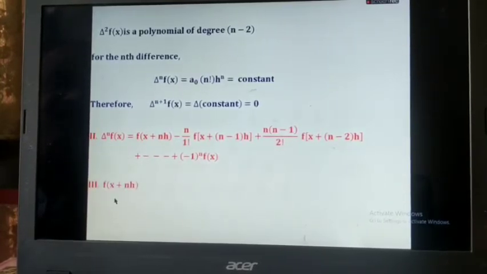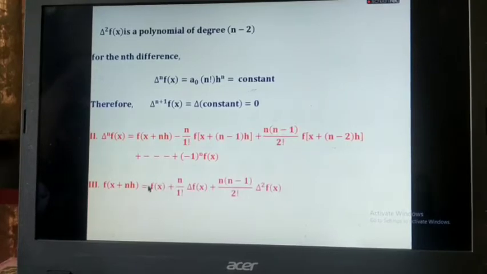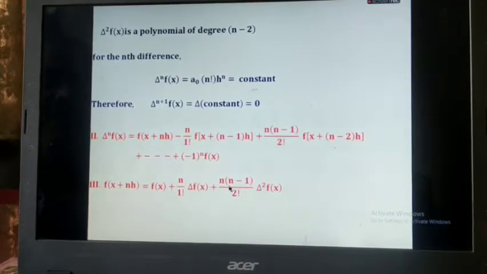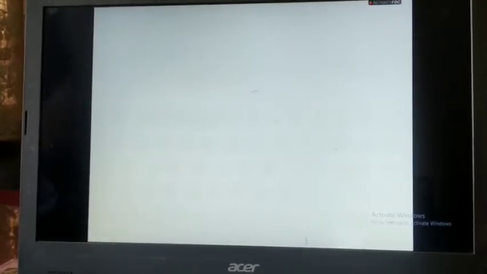One more result to be remembered, by means of Taylor's and the shifting property. F of x plus nh equals f of x plus n by 1 factorial into delta f of x, plus n into n minus 1 by 2 factorial into delta square f of x, and so on and so forth, up to delta raised to n f of x. So you see, these are some important results in finite differences.